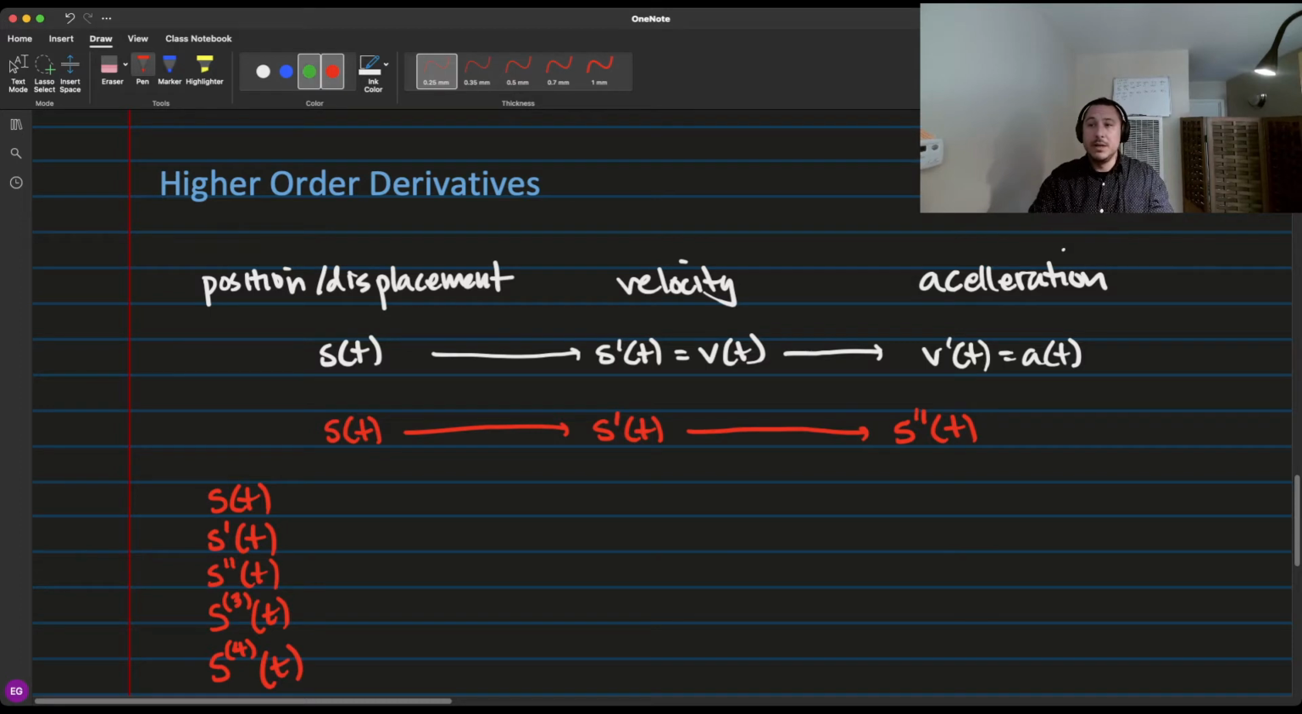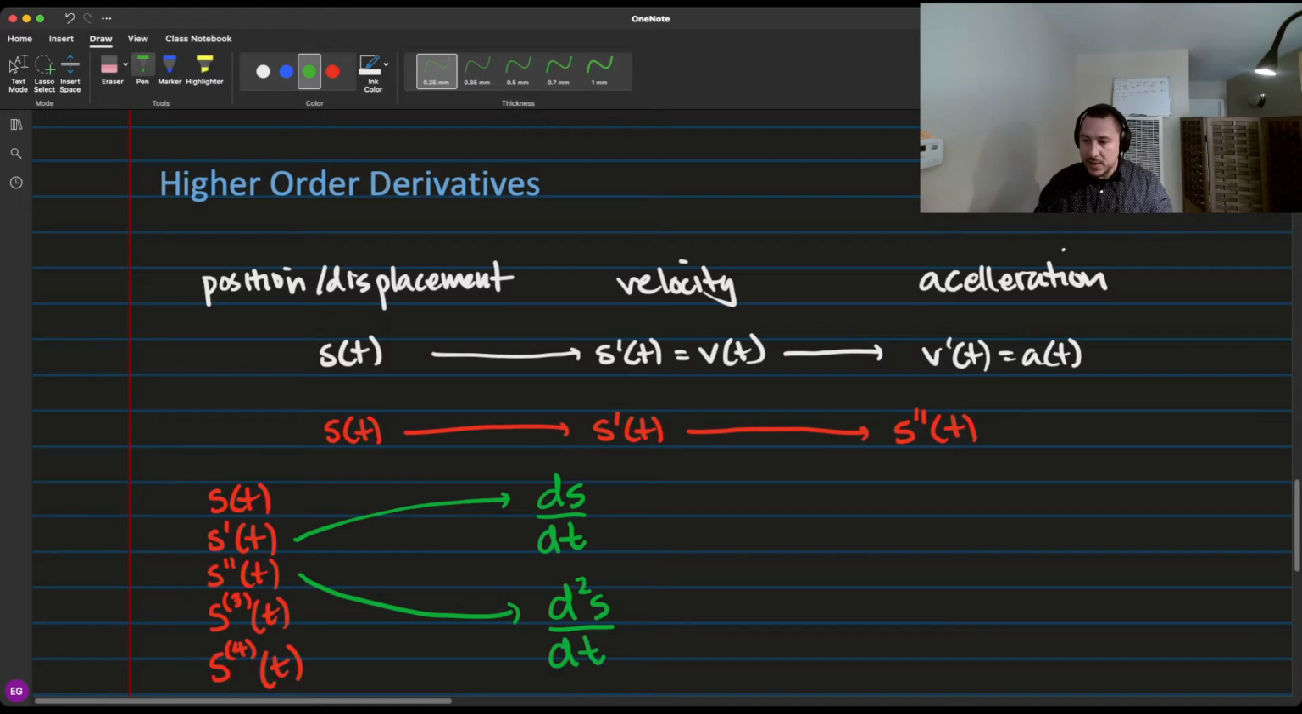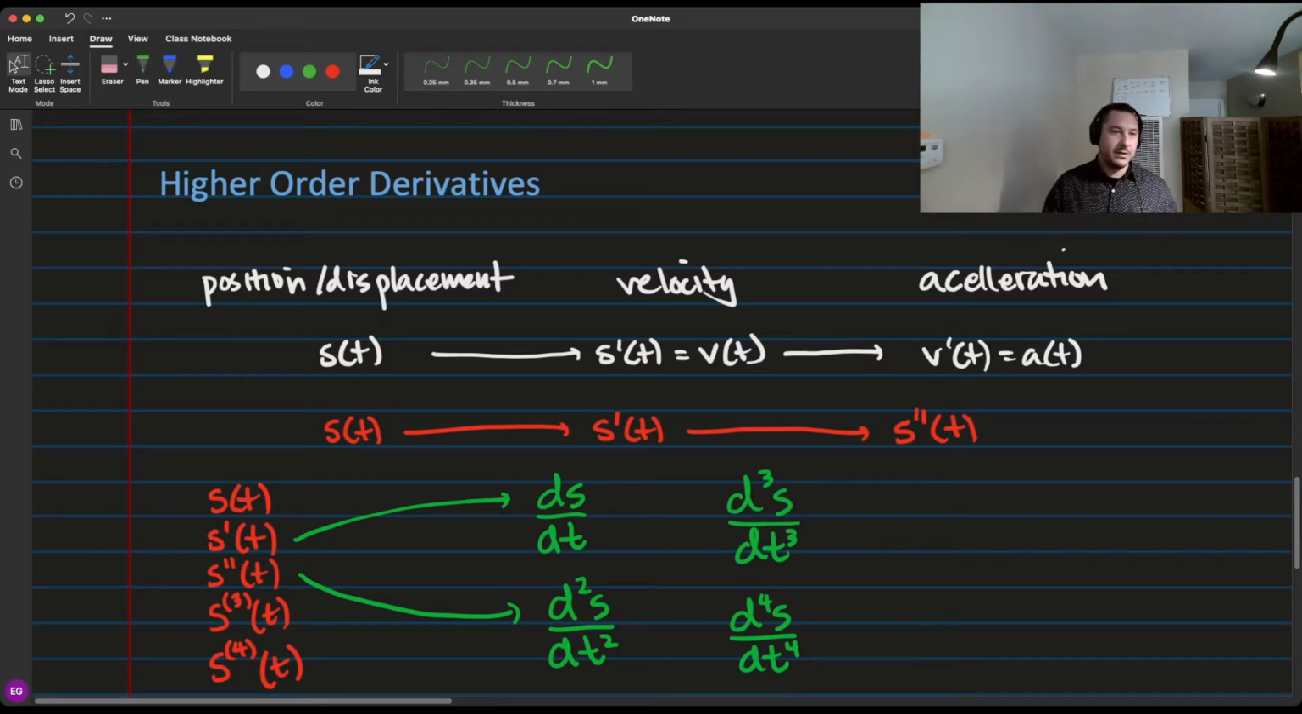Now you might remember that there were multiple ways of writing the derivative. Instead of writing s prime, we can write ds dt. That means you're taking the derivative of s with respect to t. Now how would you take the derivative twice? You write d2s over dt squared. d2 means derivative twice. How would you write the third derivative? d3s over dt cubed. That means start with your function s, take the derivative 3 times. d4s over dt to the 4th means start with s and take the derivative 4 times. We call these higher order derivatives.